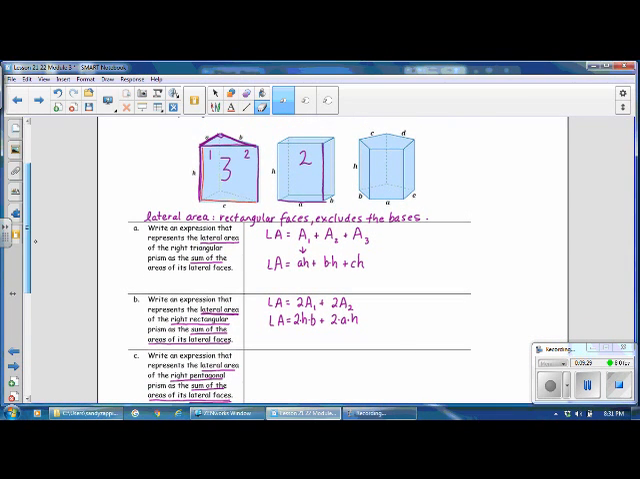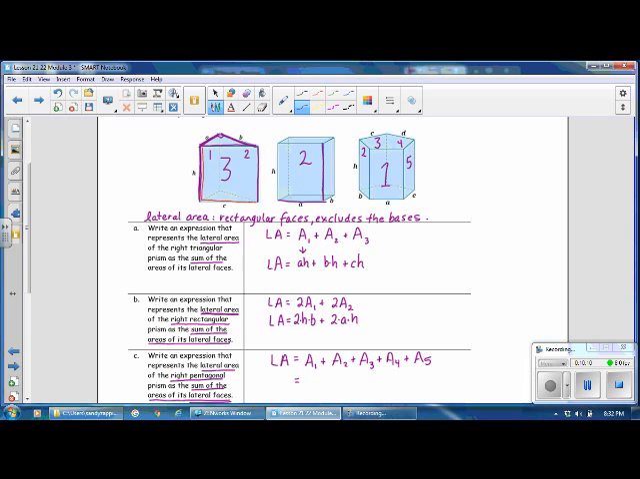So for the pentagonal prism, let's call the rectangle in the front rectangle 1. And then we'll call the one on the left rectangle 2. Then this will be rectangle 3, rectangle 4, and rectangle 5. So those are all of the faces. Then the lateral area is the sum of all of those faces. So we'll have the area of rectangle 1 plus the area of rectangle 2 plus the area of rectangle 3 plus the area of rectangle 4 plus the area of rectangle 5.